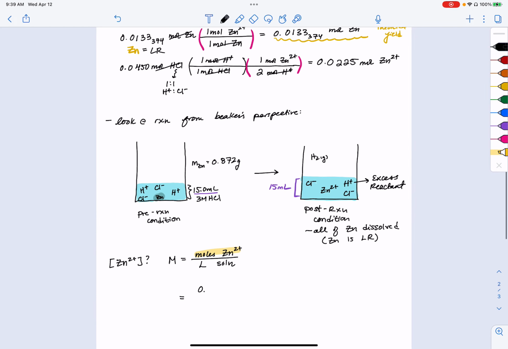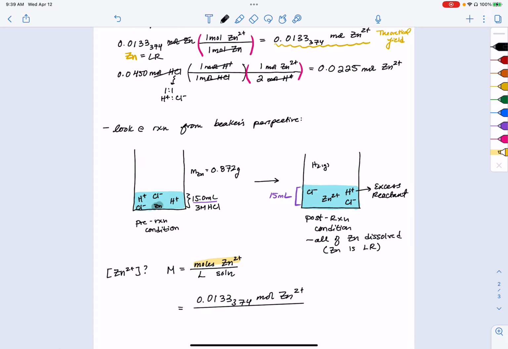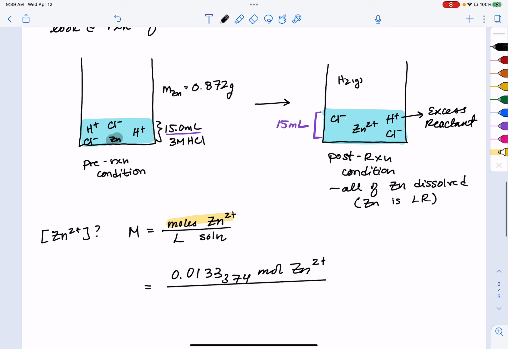So my moles of zinc, let's see here, 0.033 carrying my 374 moles of zinc. And then I'm going to divide that by my volume of solution, which must be in liters. So I'm going to take my 15 milliliters and divide that by 1,000, or move my decimal over to the left 3 places. So I'm doing this conversion from milliliters to liters in my head. That gives me 0.0150 liters of our reaction solution.